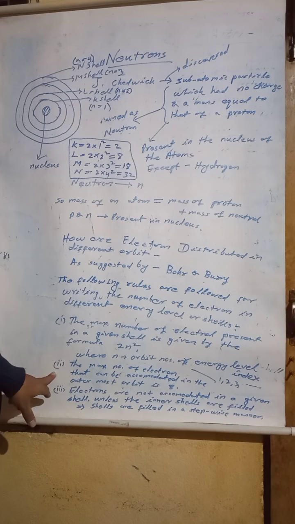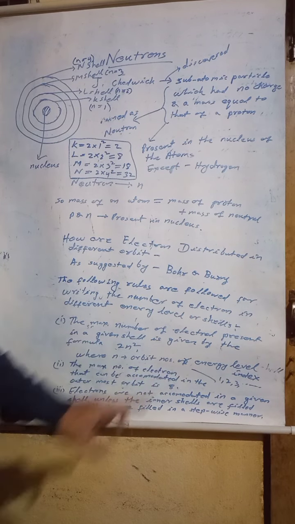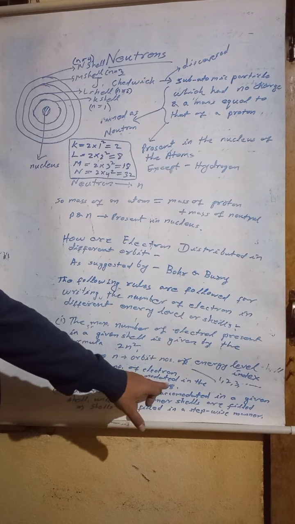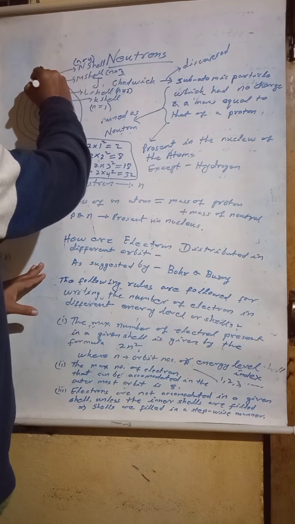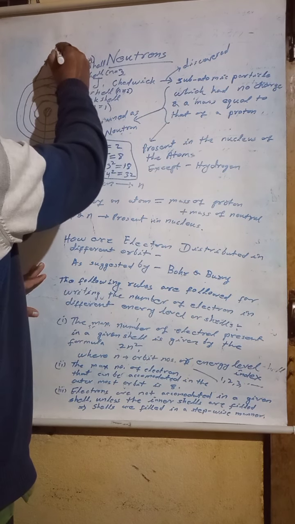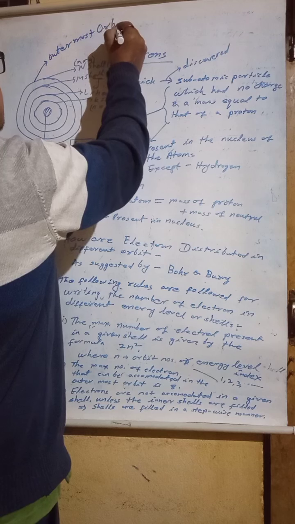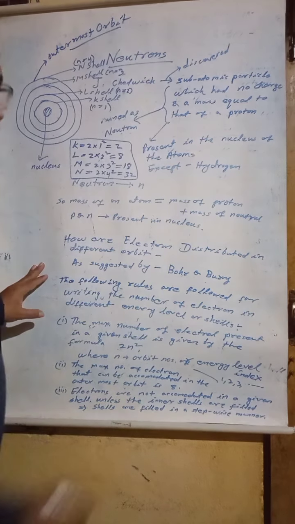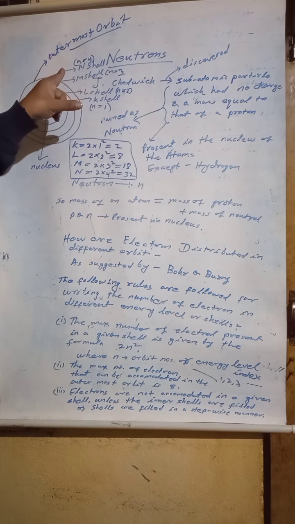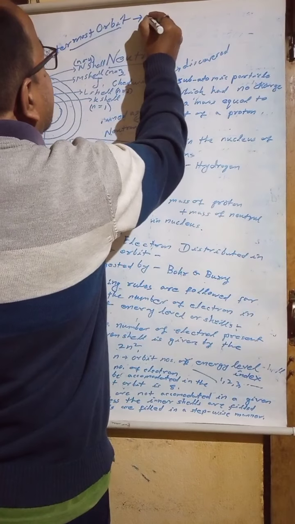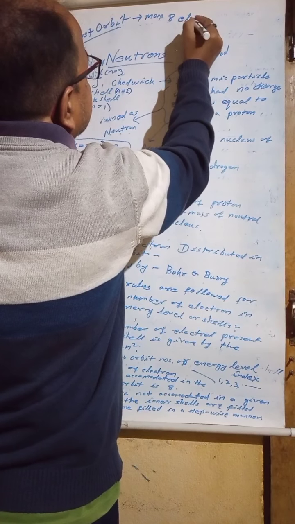So, now the second rule. The maximum number of electrons that can be accommodated in the outermost orbit is 8. What is the outermost orbit? This is the outermost orbit, N. So, the maximum number of electrons that can be present in the outermost orbit is 8. It can contain a maximum of 8 electrons.